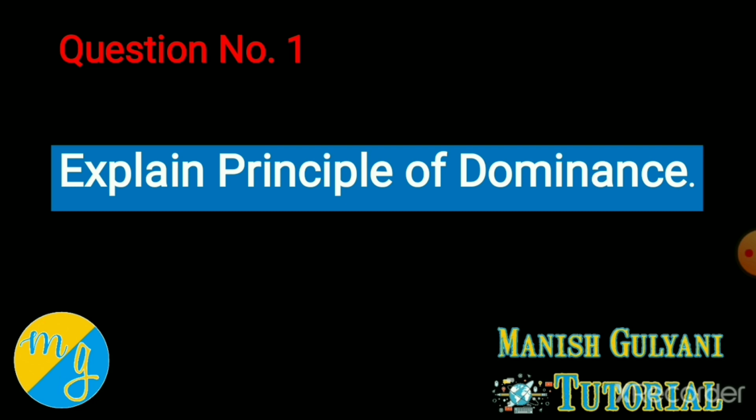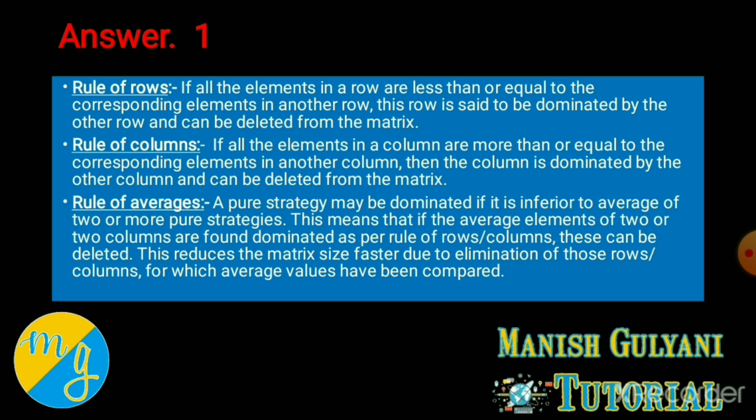This concept you have studied or heard in theory of game chapter. Remember? The main objective of this chapter is to find out the saddle point, and there are mainly two methods of saddle point. One is maximin minimax principle, second one is principle of dominance. So this concept is very useful when the saddle point does not exist. So there are mainly three rules of principle of dominance. First rule is row basis, second rule is column basis, third rule is average basis.